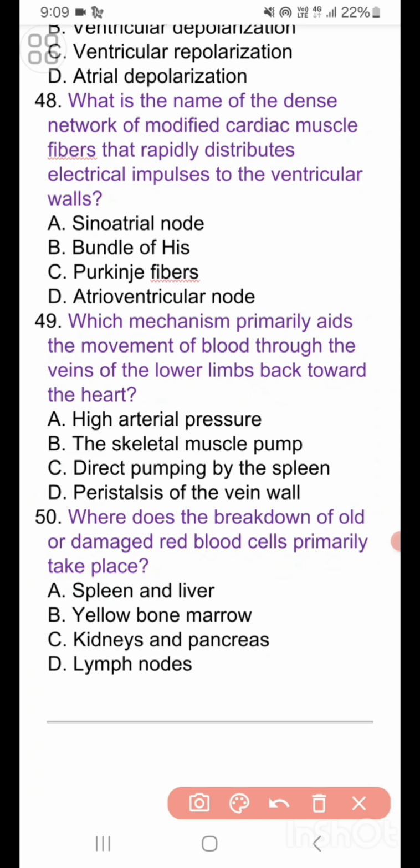Which mechanism primarily aids the movement of blood through the veins of the lower limbs back toward the heart? The skeletal muscle pump. Where does the breakdown of old or damaged RBCs primarily take place? Spleen and liver.